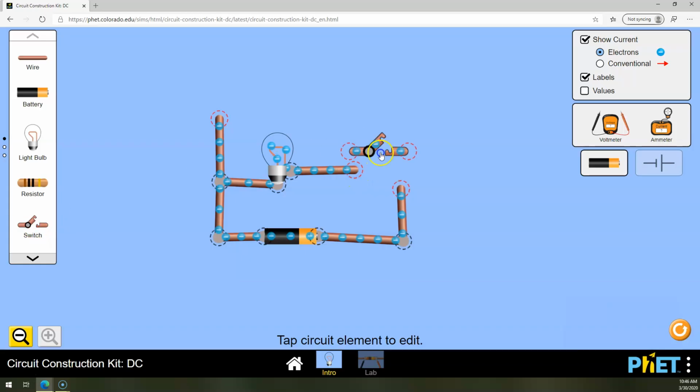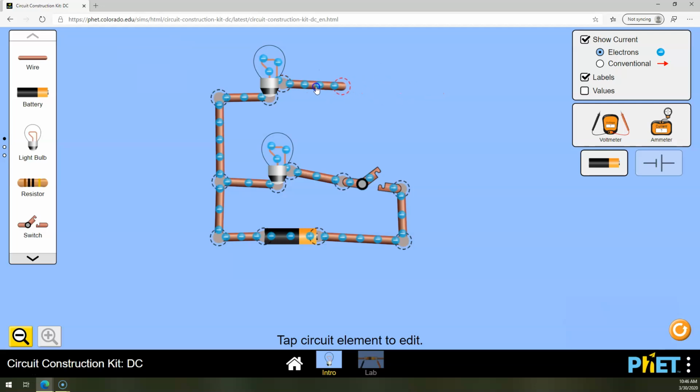Maybe I'll put a switch in there so that we can see. So now I've got my light bulbs, and I have this open switch. Okay, here we go. Nothing happened. Why did nothing happen? Well, this switch is open. I haven't closed or completed my circuit, and then nothing can flow.